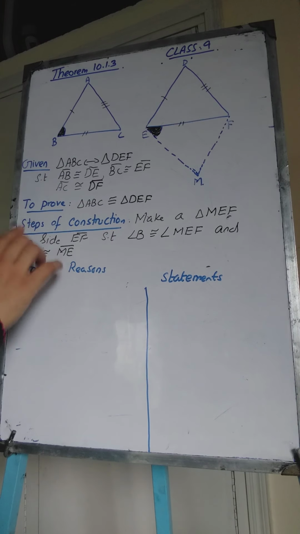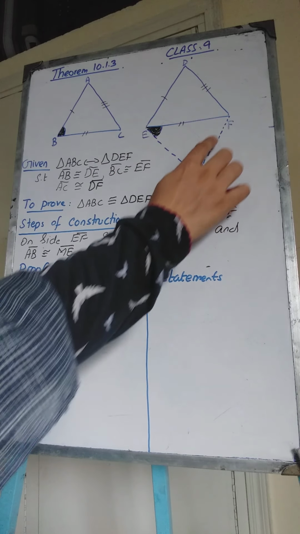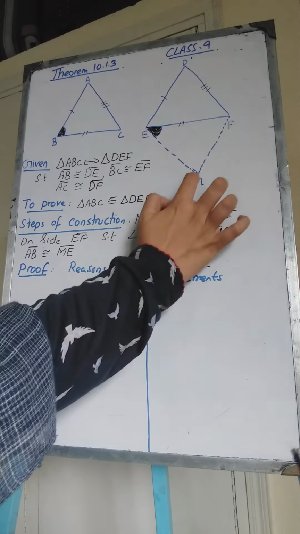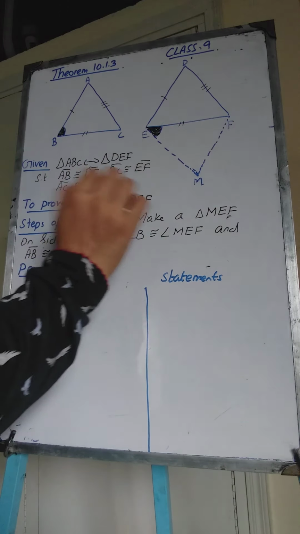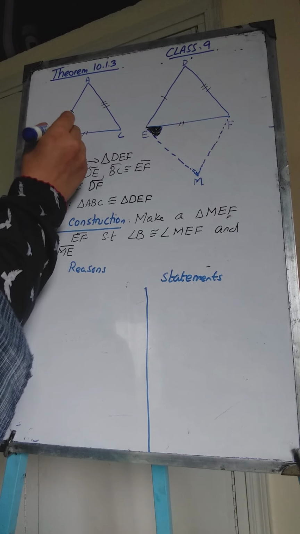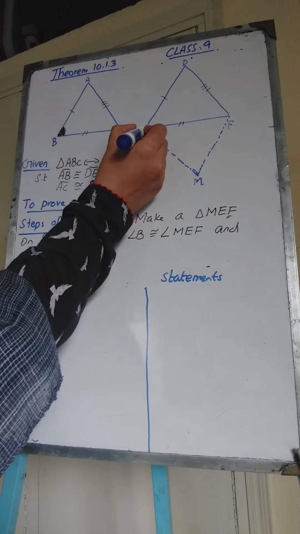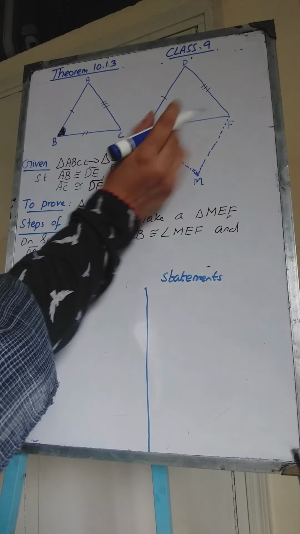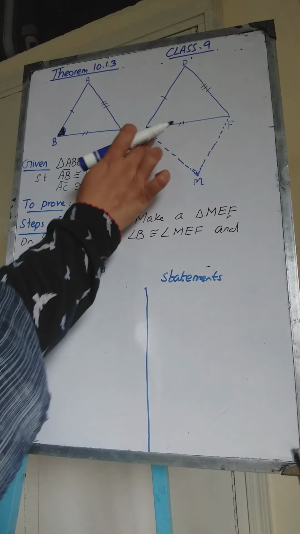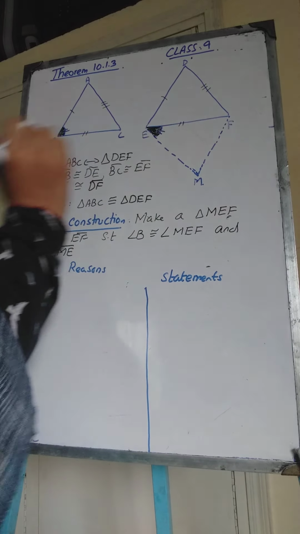Steps of construction are that you are going to make a triangle EMF, or MEF, on this side EF. You are going to make a triangle such that you are going to measure this angle, angle B, and you are going to make an equal angle over here. This angle will be FEM or MEF. This angle will be equal to angle B. So these two angles are equal to one another.